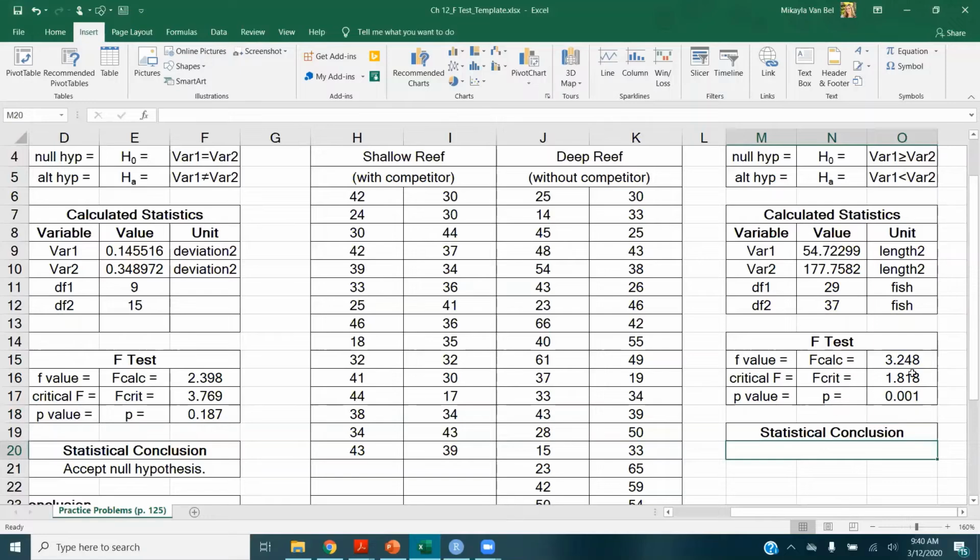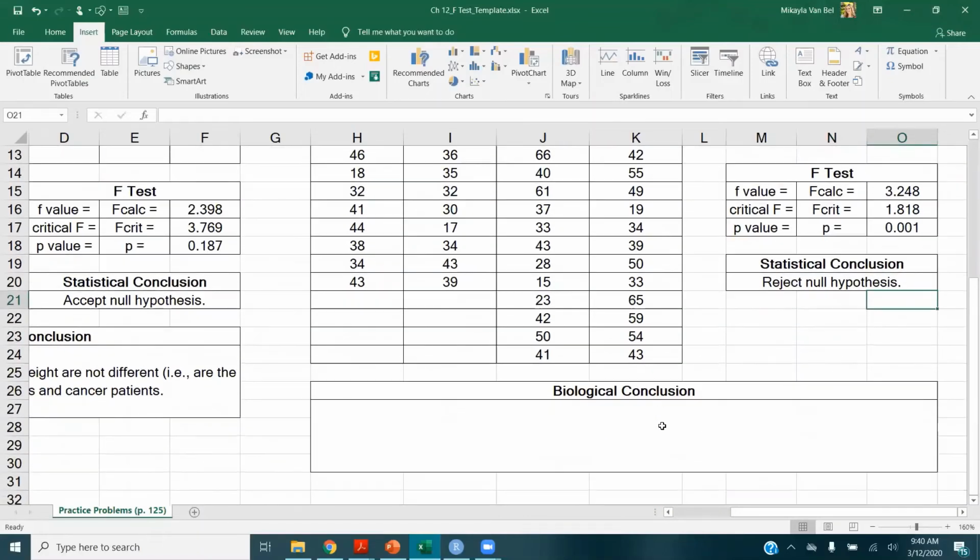Comparing F-calc to F-crit, we see that F-calc is now more extreme than F-crit. This tells us to reject the null hypothesis. Additionally, our p-value is less than alpha 0.05, which also indicates we should reject the null hypothesis. That is our statistical conclusion.